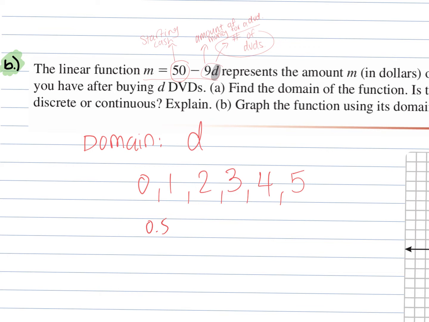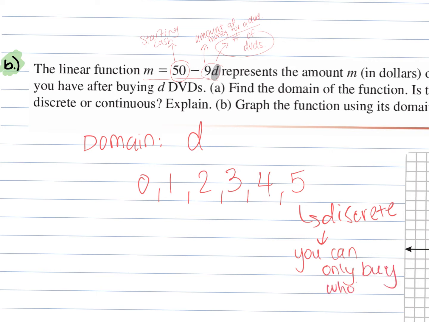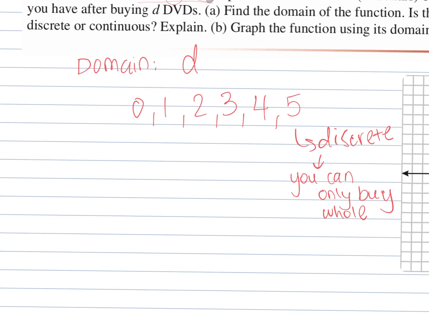So are we able to include 0.5 as part of our domain? No. If we're only buying whole DVDs, is this a discrete or a continuous domain? This is discrete. Why, Casey? You can only buy whole DVDs. Write that in there: it's discrete because you can only buy whole DVDs.